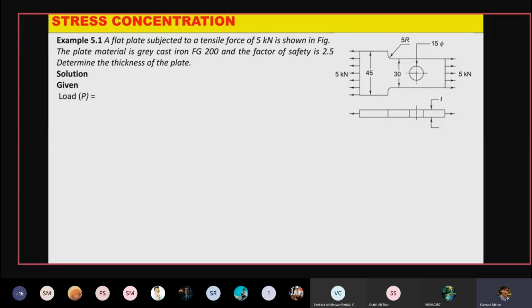Here you can see load P equals 5 Newton. Ultimate strength S ultimate equals 200 Newton per mm square. Factor of safety equals 2.5. Like that you should write. But in the book it is simply given as P equals 5 Newton, S ultimate equals 200, and Fs equals 2.5. Don't write like that. If you write that way, you will lose your marks.